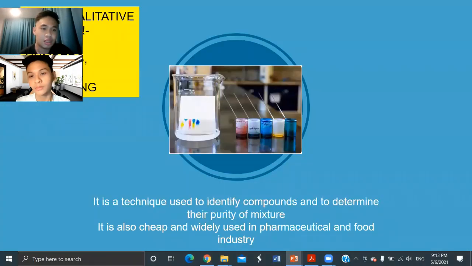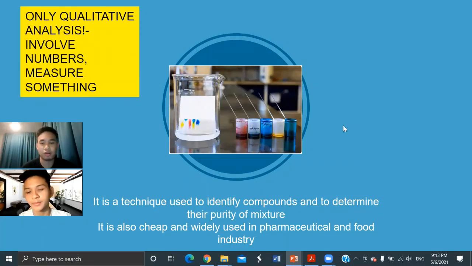First, it is a technique used to identify compounds and to determine the purity of a mixture. It means we need to know what this particular compound is and what its polarity is. It can be used to separate many different mixtures in the compound, and it is also cheap and widely used in the pharmaceutical industry and food industry.